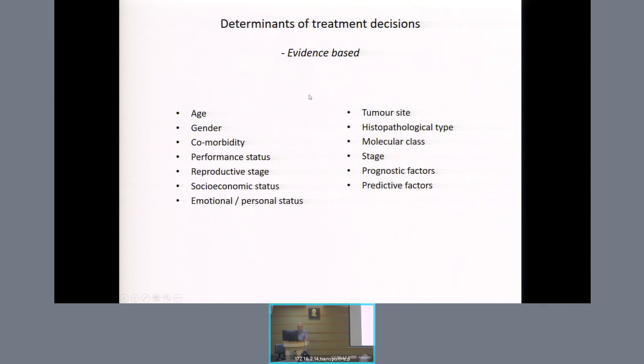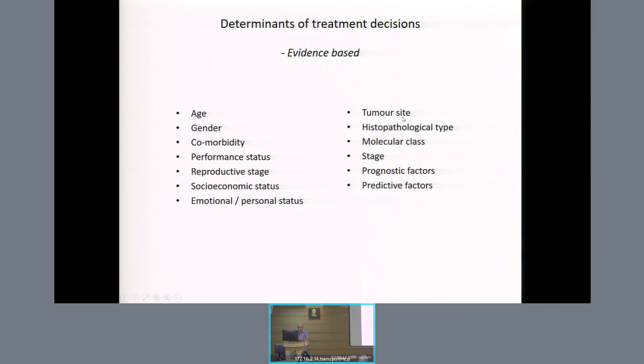In the tumor board, how do we plan? We consider factors related to the patient and those related to the tumor. Age: in older age, we have to consider their tolerance because they tolerate chemotherapy poorly. Gender: there are certain cancers where men tolerate better than women. Comorbidity, such as a heart problem. One has to consider performance status, reproductive stage, whether the patient is premenopausal or postmenopausal, and socio-economic status, whether the patient can afford treatment, whether one should go for these novel treatments which cost in lakhs or in millions. Emotional status of the patient is also important.